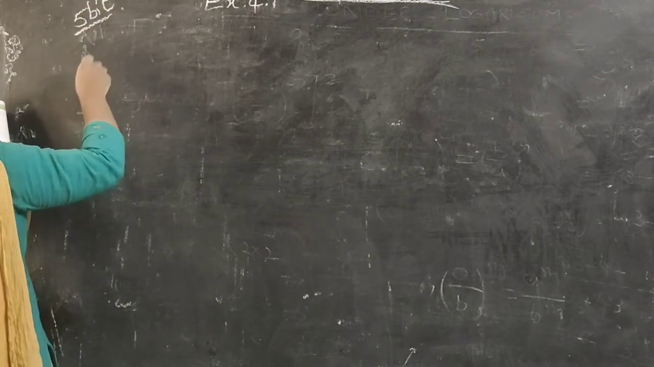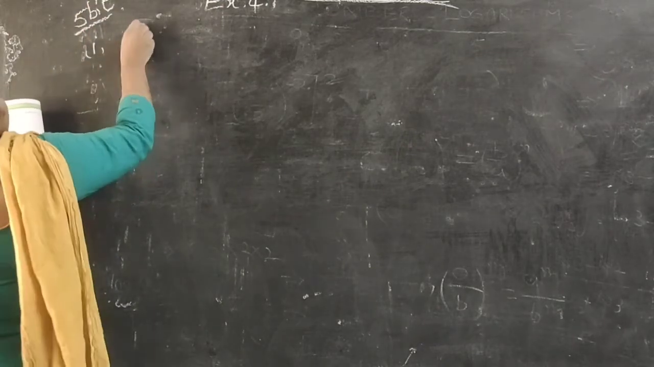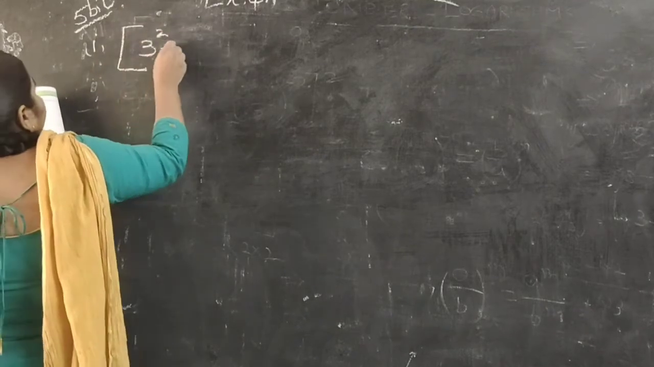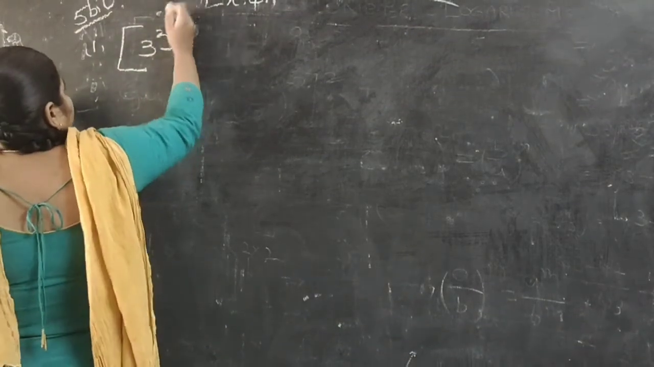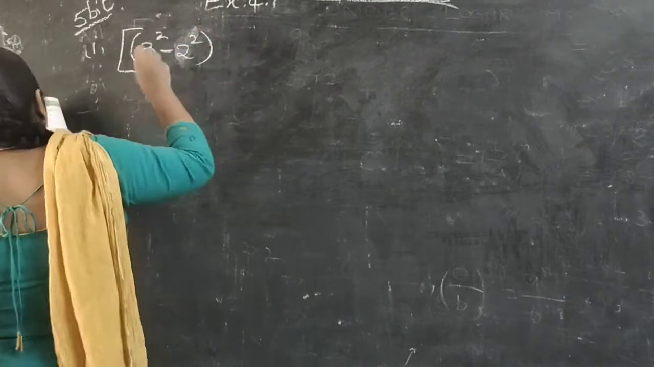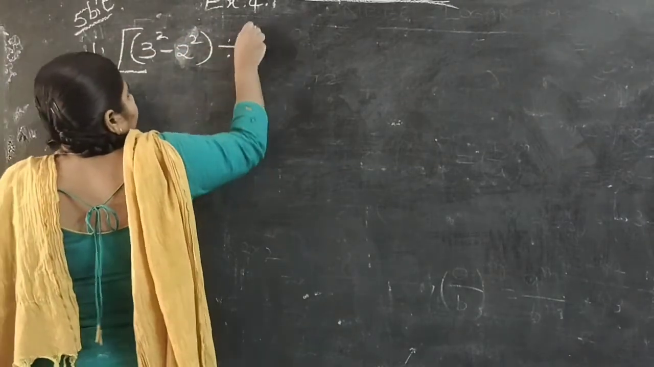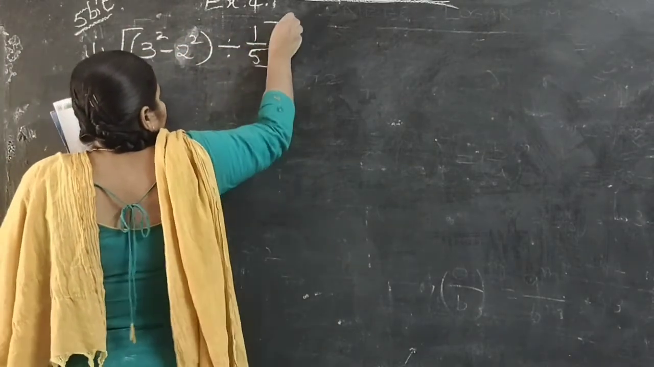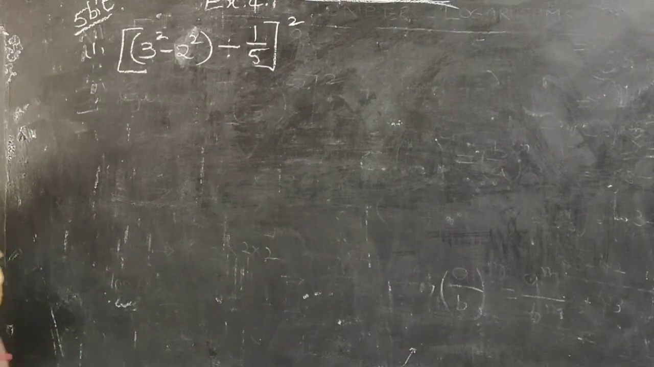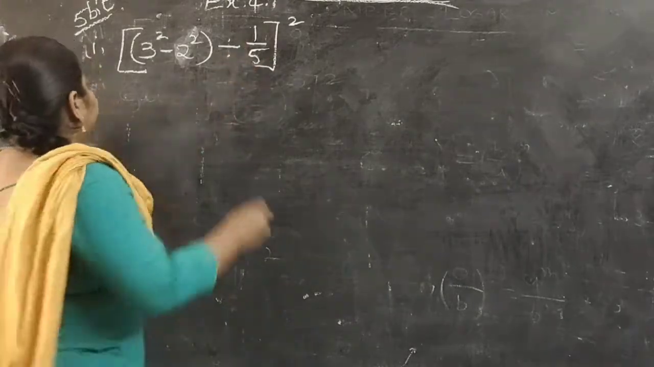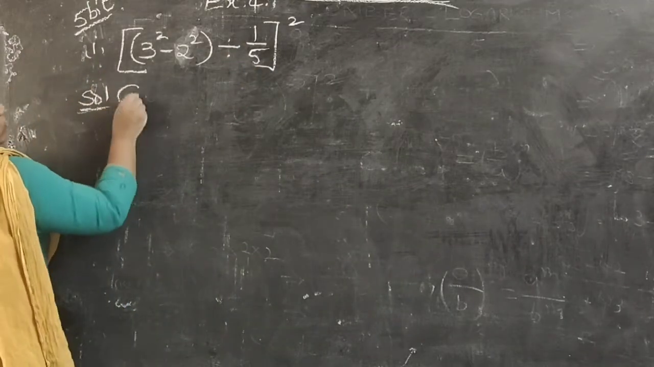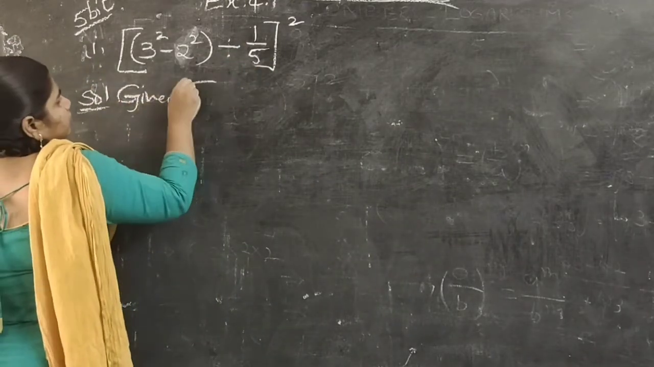Simplify and give reasons. So in that first one, 3 square minus 2 square divided by 1 by 5 whole square. So what is the question? 3 square minus 2 square divided by 1 by 5 whole square. So given.